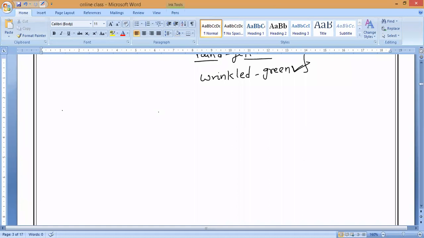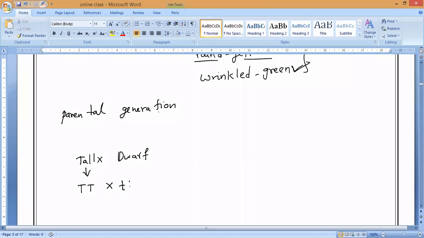So now, the first parental crossing. In the parental generation, he has taken tall into dwarf. What is the tall plant pair? Capital TT into dwarfness, which is small tt. Now if we do the crossbreeding, what is the F1 generation? Capital T, small t. Next one, capital T, small t. Next one, capital T, small t. Next one, capital T, small t. So this is what we get.